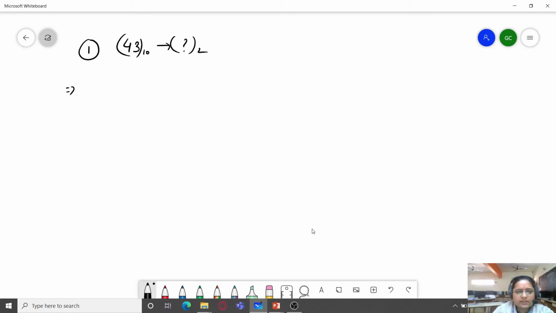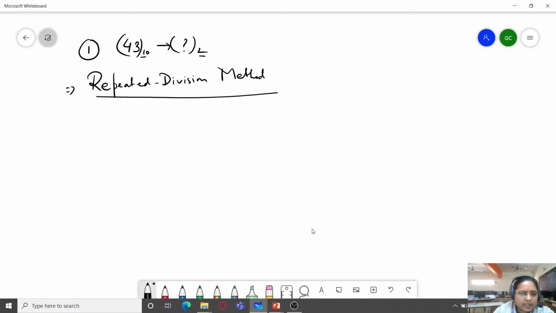You will understand what has to be converted into what by looking at this small subscripted number over here. 10 represents a decimal number, 2 represents a binary number. So we will be using the repeated division method for doing this, which is the simplest method for converting any number from the decimal number system to any other number system, whether it is binary, octal or hexadecimal or any other number system. So let us start with this.